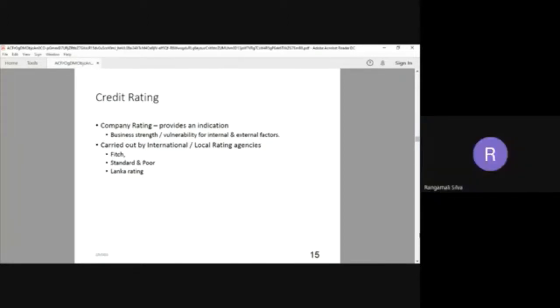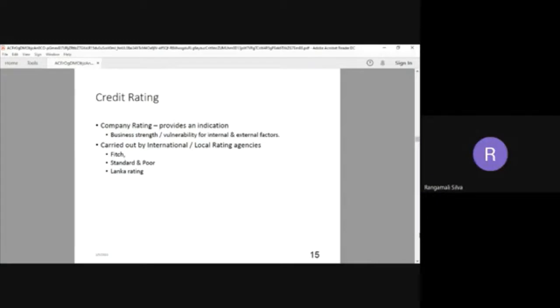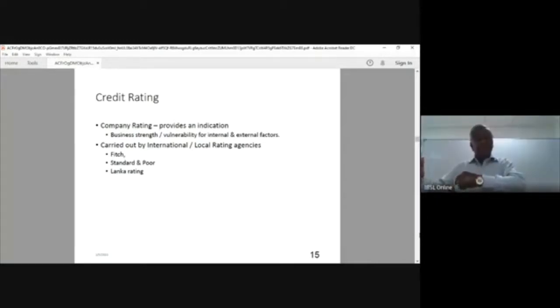So they may give A plus, AB plus, AB minus, various ratings. This notation will indicate how the financial standing of this particular company is. The companies themselves request the external credit rating agency to rate them. That will give business strength and vulnerability from internal and external factors. Based on that, they give the rating of each company, carried out by international or local rating agencies.